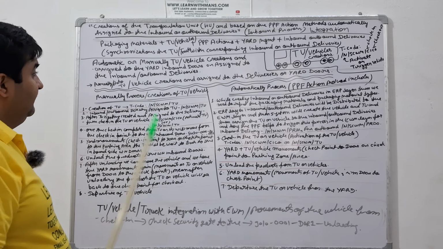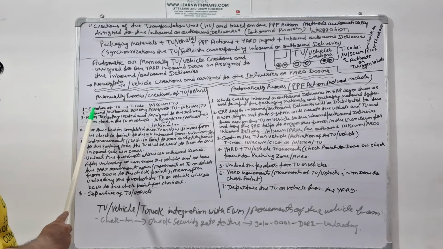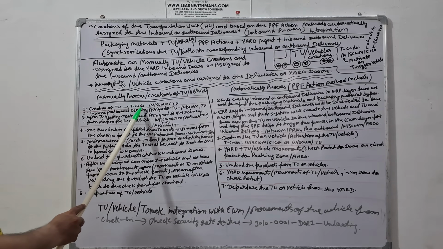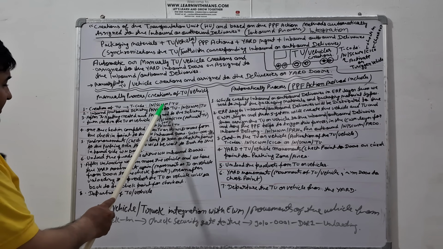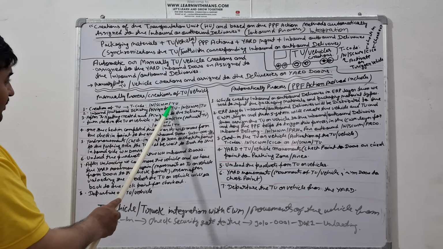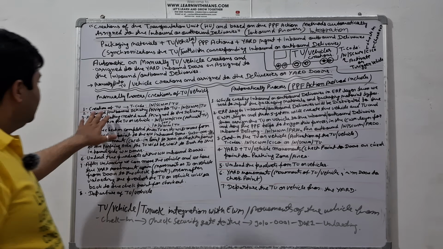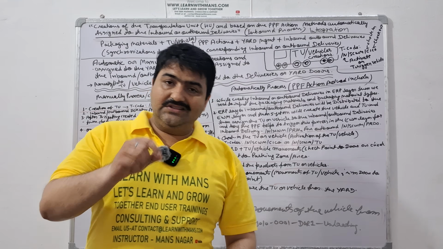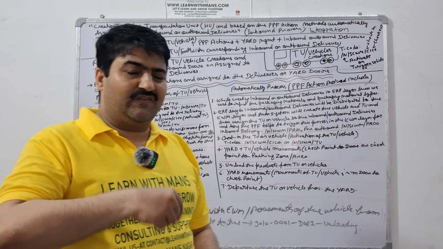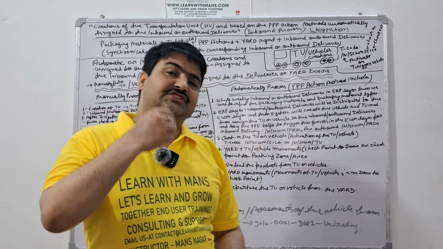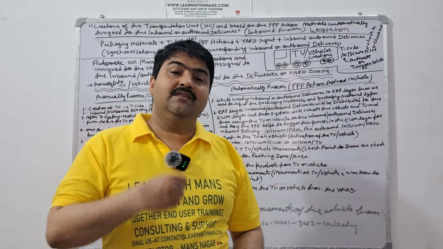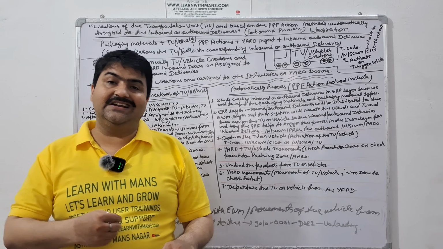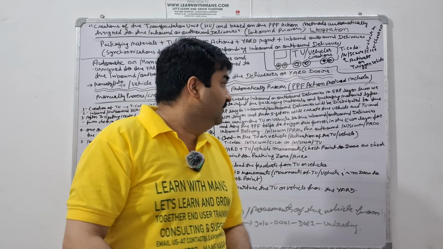Manually, first we see the manual process. First we create the TU, T code /N SCWM/TU, supply chain warehouse management. So this is the creation of the TU. Through this transaction code /N SCWM/TU, transportable unit, we create the custom trucks, we create the custom transportation units.